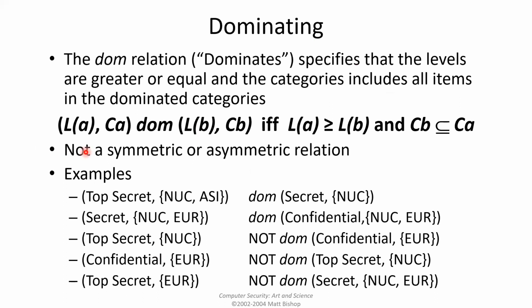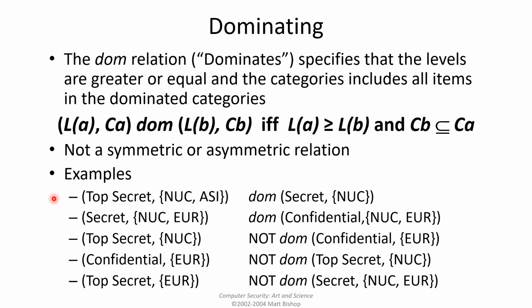So let's look carefully at this. What it means is that, say we have A and B. Let's say A is a human, B is an object. You can also look at it the other way around. If we have a human with a level and a category, and again, that could be a set of categories, it dominates an object with a level and a set of categories if and only if the human's level is greater than or equal to the level of the object, and the categories of the object are a subset of the categories of the human. Got that?